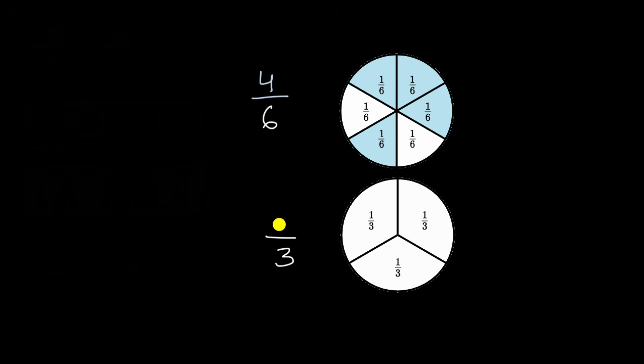Instead of just putting a question mark there, I'll put the letter x. So what should x be for these two things to be equivalent? Or another way to think about it is 4 over 6 is equal to x over 3. 4/6 is equal to how many thirds? All right, now let's do this together.